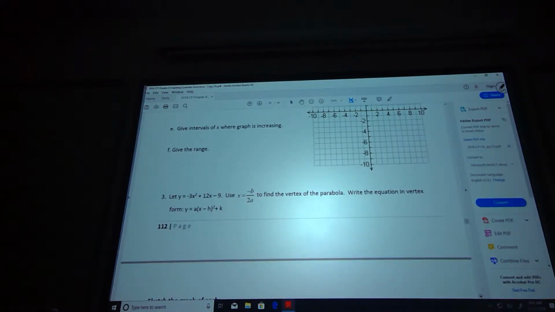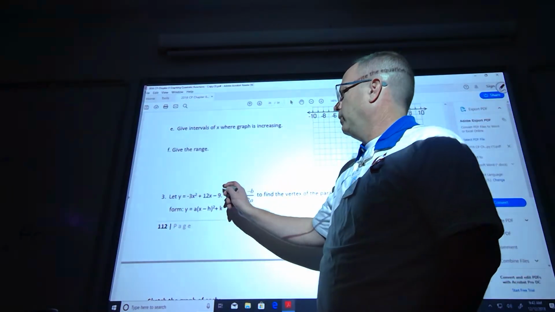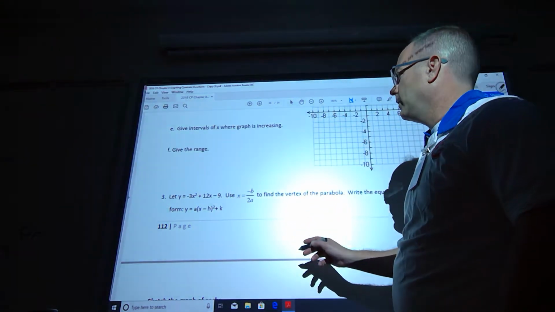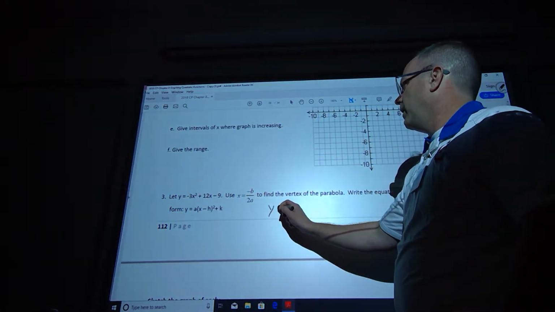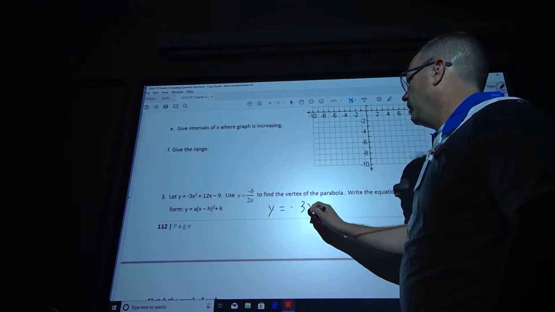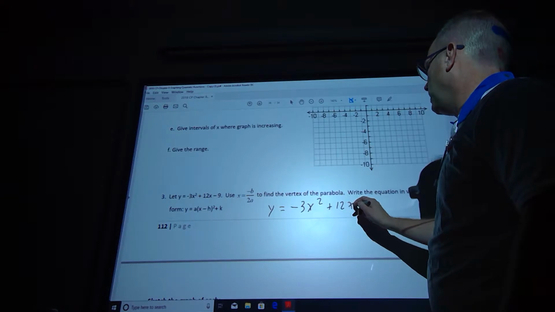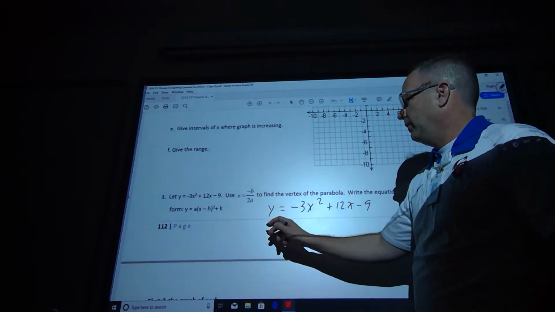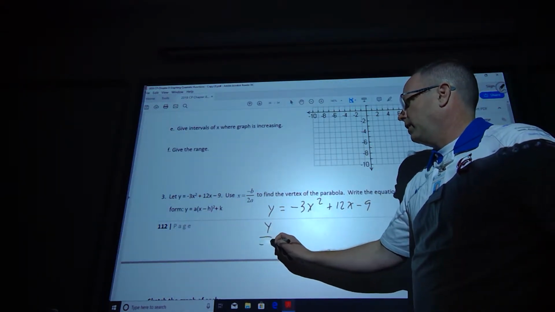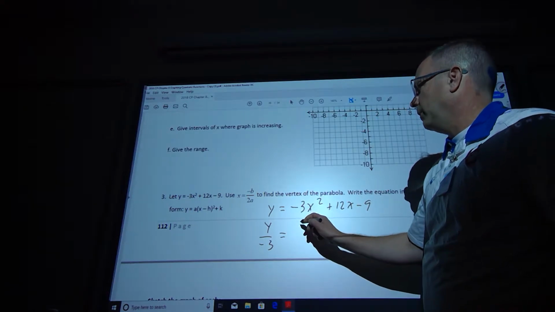All right, so let y equals negative 3x squared plus 12x minus 9, use negative b over 2a. So write an equation in vertex form of that. Okay, so let's do vertex form. I honestly would just complete the square off of that. So if I had this as my equation here, it's a negative, plus 12x minus 9, I'm going to divide everything by negative 3. So I'm going to bring that negative 3 right here. We're going to come back to it in a little bit.